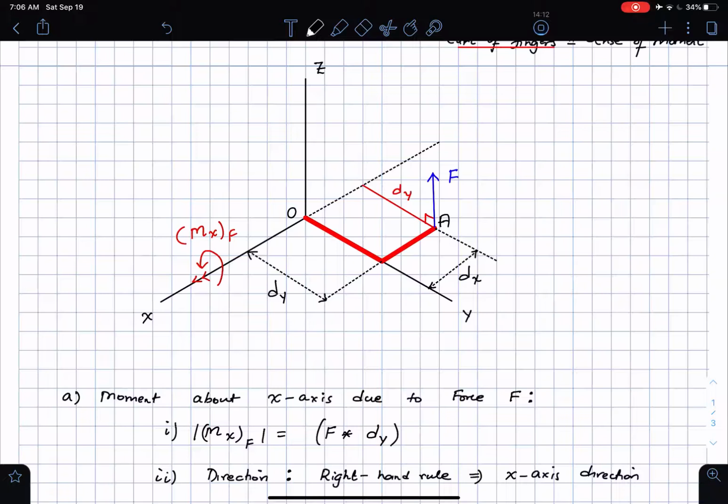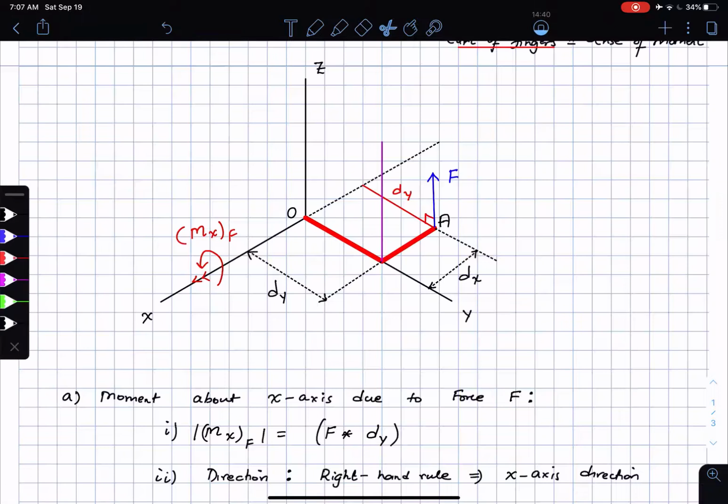Look at this. Let me choose a different color. First thing is, where is the axis of interest? It's the y-axis, right? So from the y-axis, I draw a line that is parallel to the line of action of the force. Let me make sure that this line is parallel to the line of action of the force.